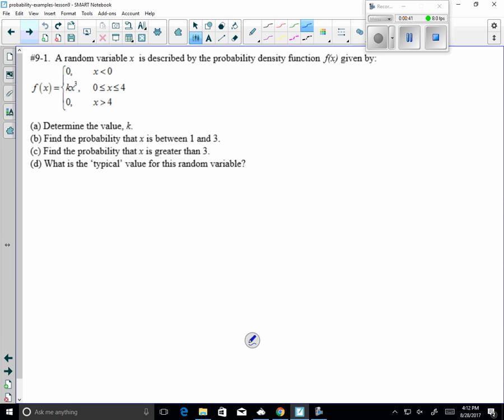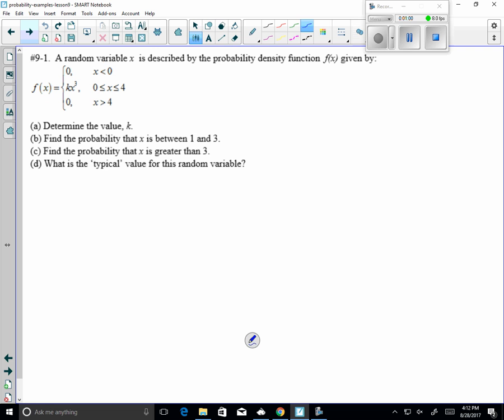So it asks us to determine the value k that would make this a probability density function, find the probability that x is between 1 and 3, find the probability that x is greater than 3, and then find what the typical value is for the random variable. So go ahead and pause this and then try the problem.